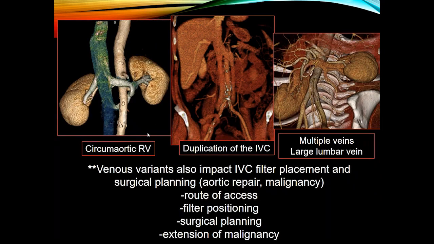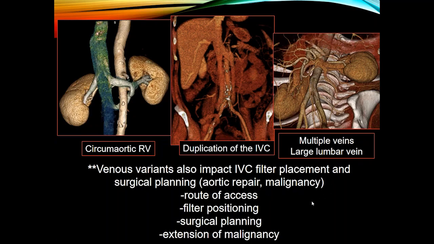Here are some common variants that we see, such as a circumaortic left renal vein and a duplication of the IVC. Another thing to note is when there is a large lumbar vein draining into the left renal vein. If not seen in advance, it can lead to a lot of bleeding, particularly in the laparoscopic approach. So you want to make sure that you recognize this and note the caliber of the lumbar vein for the surgeon. Venous variants not only can affect potential renal donors, they can also impact IVC filter placement and surgical planning for procedures such as aortic repair.